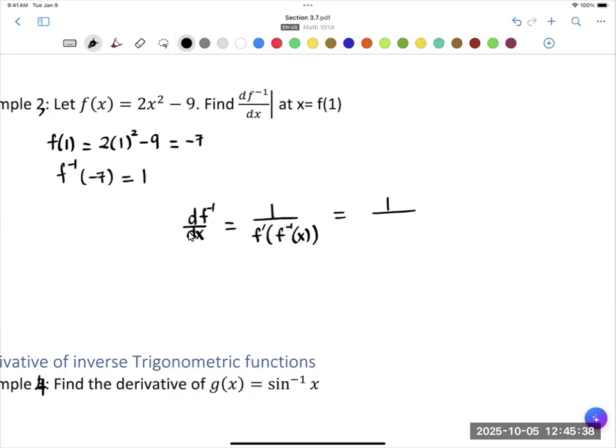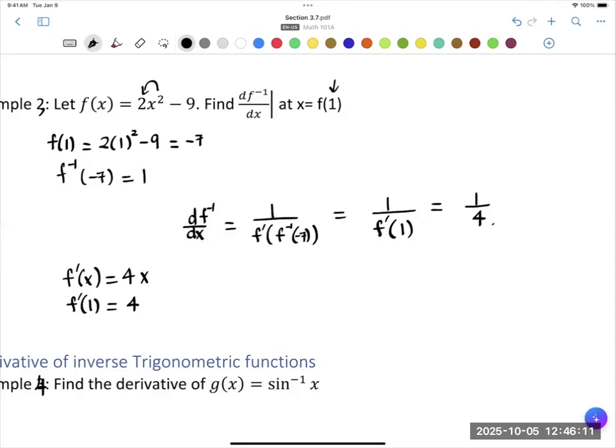Which is 1 over f prime of what? F inverse of x. But as x equals f of 1, it means that f equals negative 7. So f inverse of negative 7 is 1. Now we have to find f prime of x, which will be 4x, and the 9 is 0. So f prime of x is 4x, and f prime of 1 is 4. So the answer will be 1 over 4.